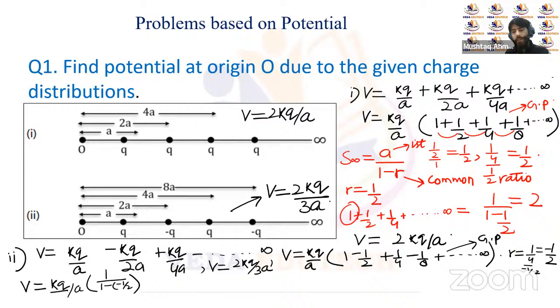So what we did in this case, we used the concept of geometric progressions, the sum of infinite terms in an infinite geometric progression series, right? GP series. So that's what we used here. That's given by a upon 1 minus r, where a is the first term and r is the common ratio.